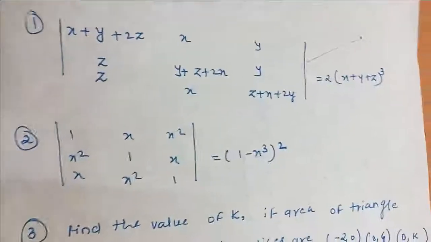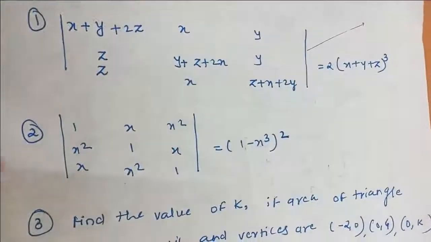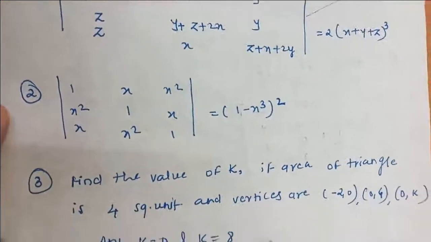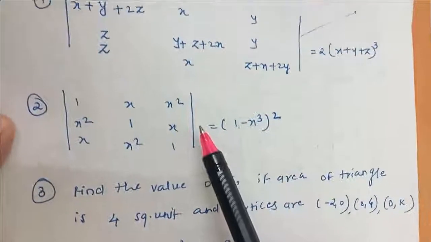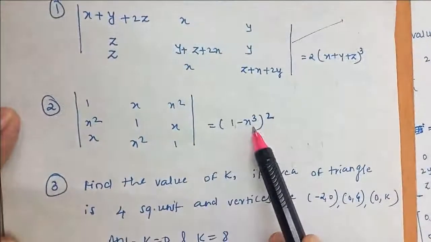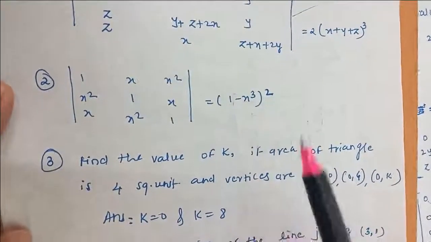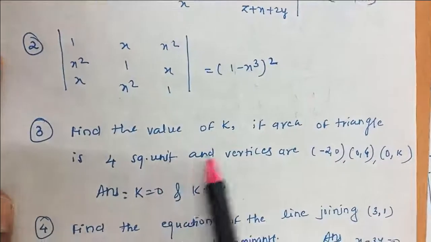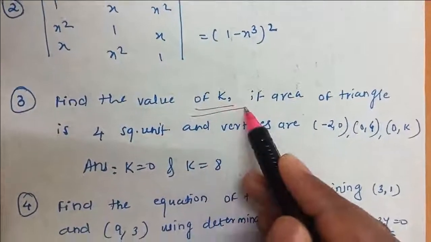So all the examples, solve them properly. These first 2 examples, example 1 and example 2, are based on the properties of determinant. Example 3, they have given: find the value of k. That means I have to find the value of k.